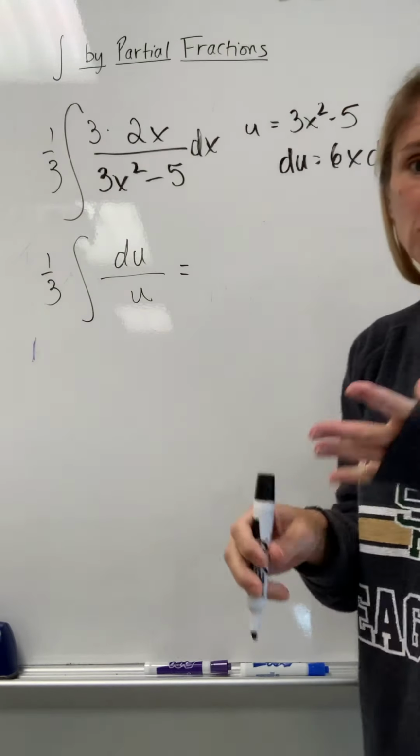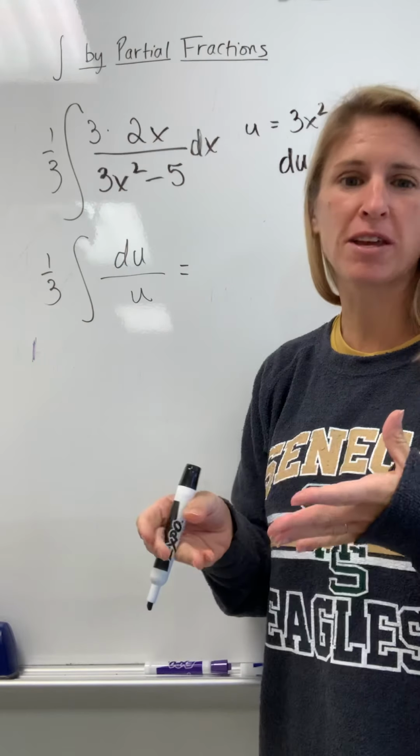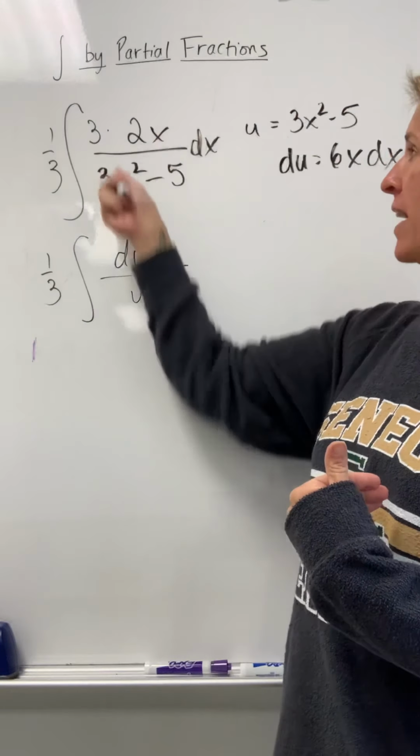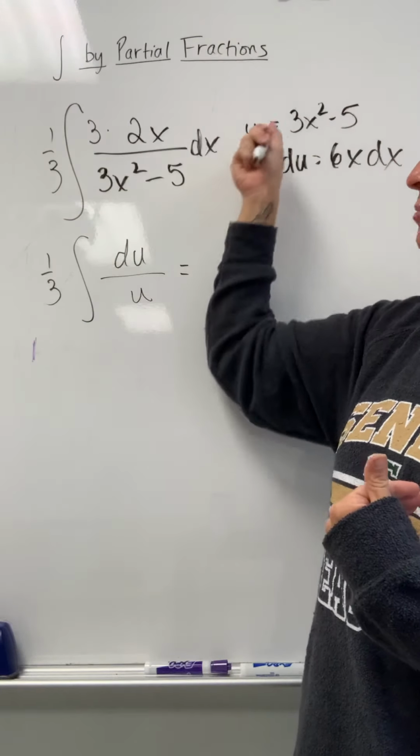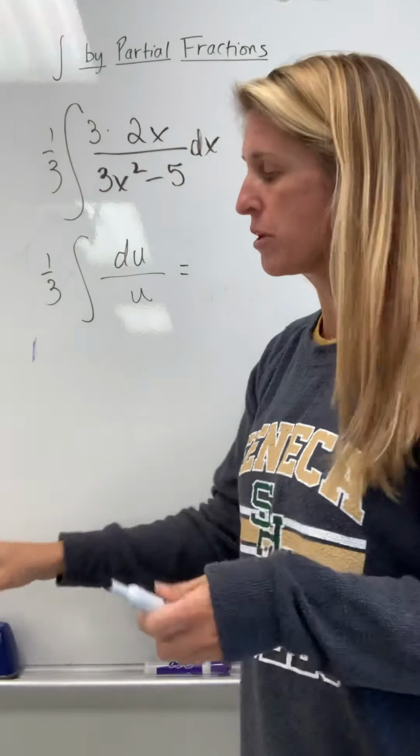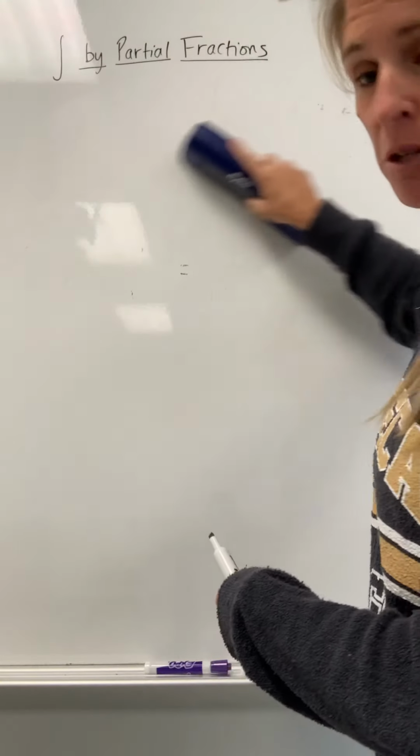So this is a substitution problem that some people might look at after learning partial fractions and think partial fractions, but it's not. If we have a fraction, and if I pick the bottom to be u, the du all works out, that's how you want to start. So whenever you have a fraction problem, you want to start with substitution. You don't want to go directly to partial fractions.